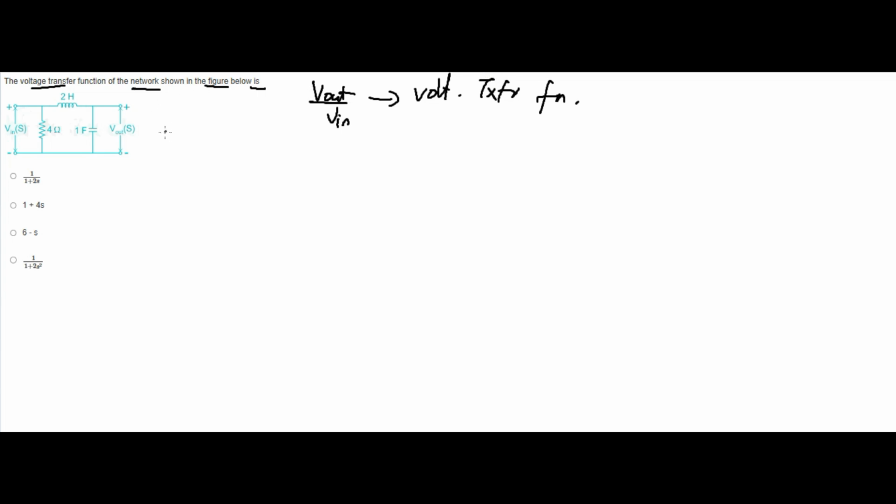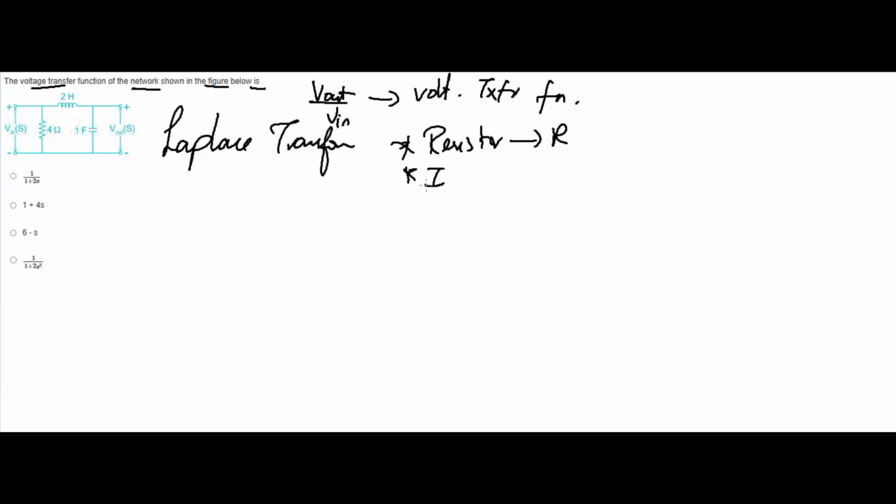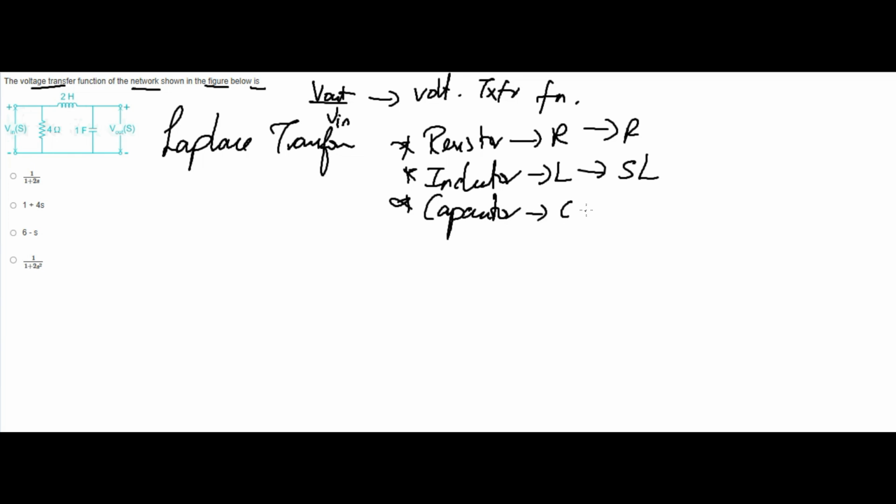For simplicity, I am telling you the Laplace transforms. For the resistor, it is R. For the inductor, you can make it SL. For the capacitor, it is given by C, that is 1 divided by SC. This is the Laplace transform for the RLC.